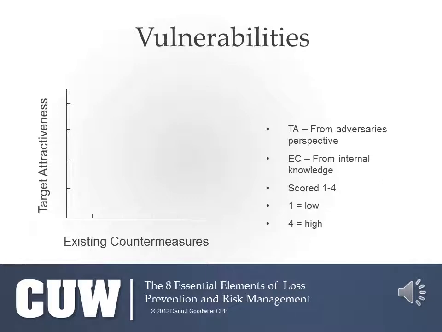So how much risk am I willing to take, and how attractive is that thing that I want to get to or to do damage to? How attractive is that target? And the existing countermeasures is what is in place to prohibit me, again from the adversary's perspective, of accomplishing what it is that I'm trying to get done.